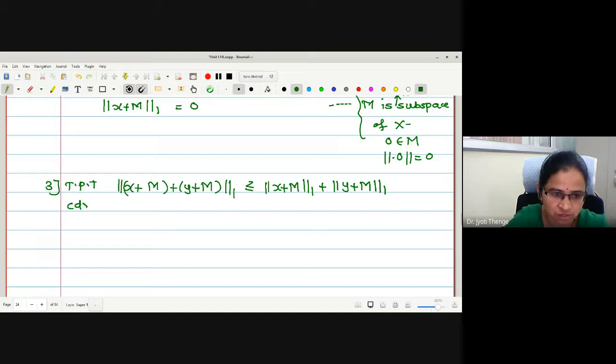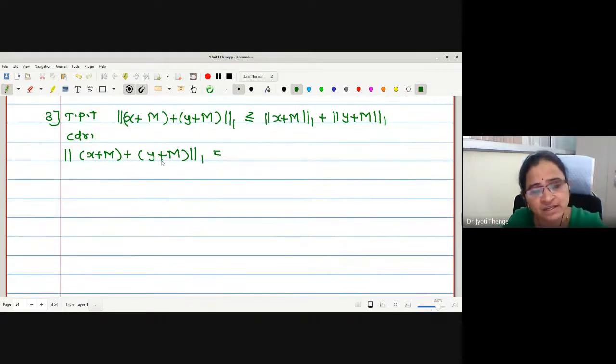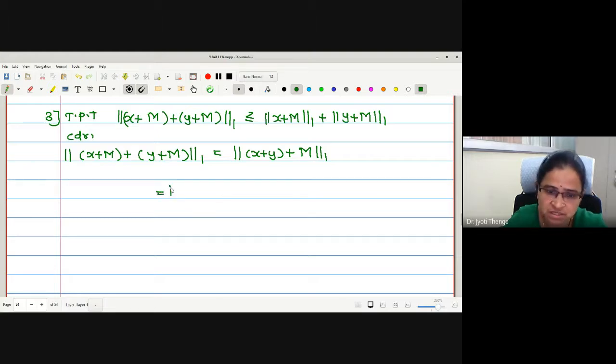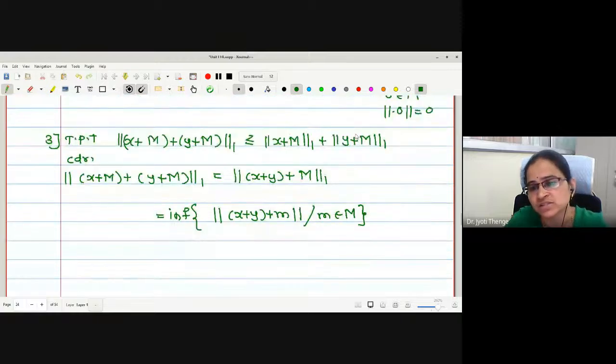Let me consider the left hand side: norm 1 of x plus M added with y plus M. According to the definition of the addition defined in the quotient spaces, can I write this as x plus y plus M? Next, now I will use the definition. The definition says the infimum of the norm of x plus y added with small m, on the condition that small m is in capital M.